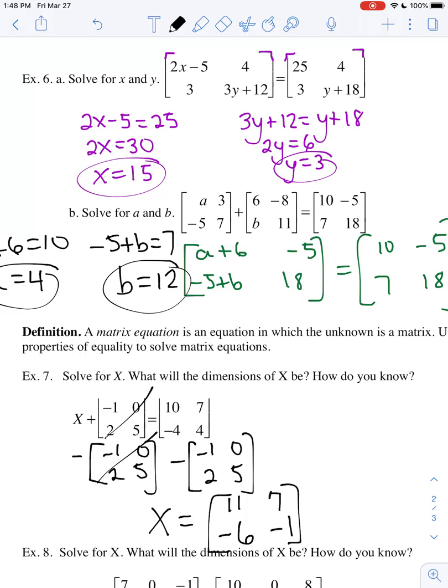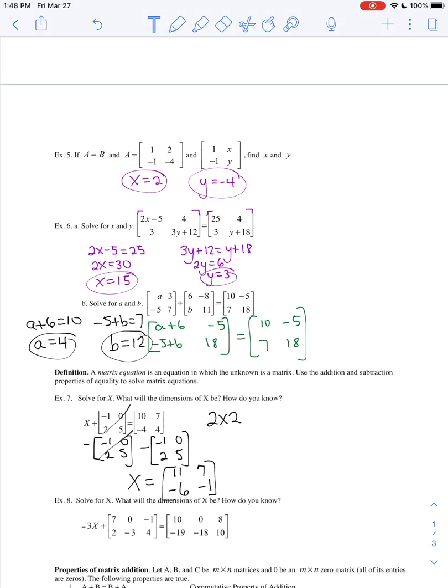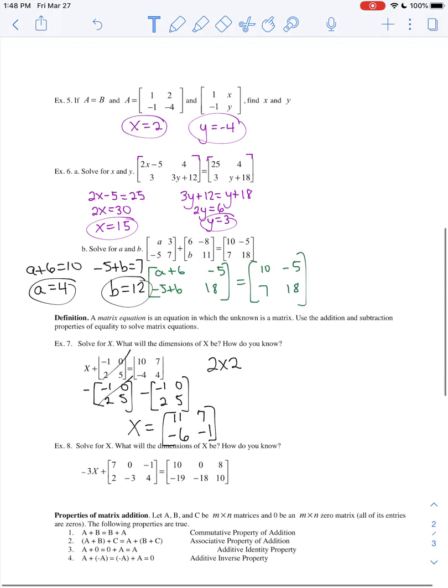So it says solve for X. What will be the dimensions? They have to be the same, so it's a 2 by 2. And they end up being the same because you're subtracting matrices.